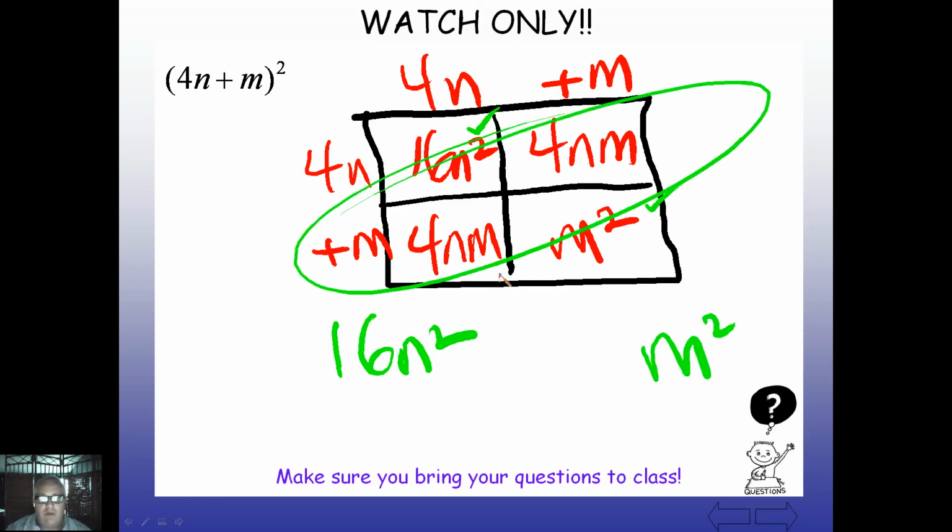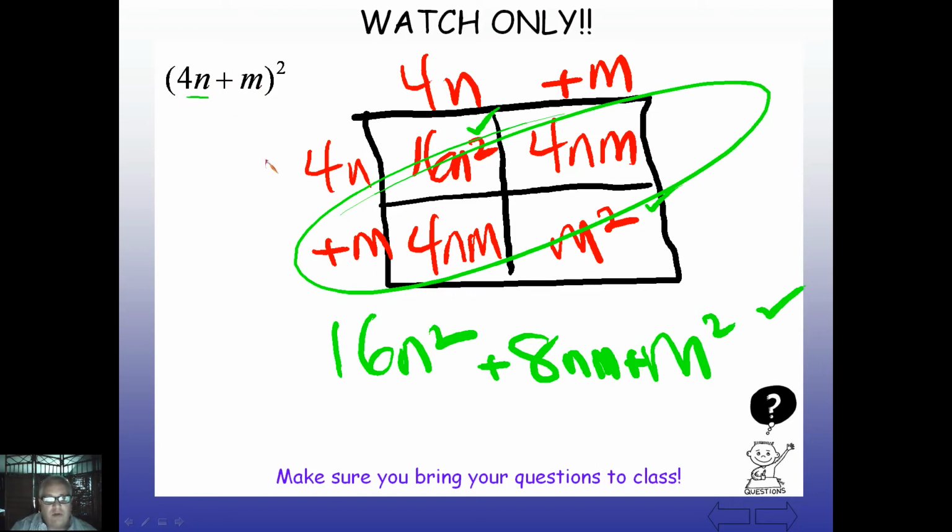And what do we do with these two pieces in the middle? Well, those are like terms, so we combine them. And our final result is 8nm. And that's a positive m squared there. So here's your final result. And if you recall, we talked about it in most classes, if you have this arrangement, this is what we call a perfect square trinomial.